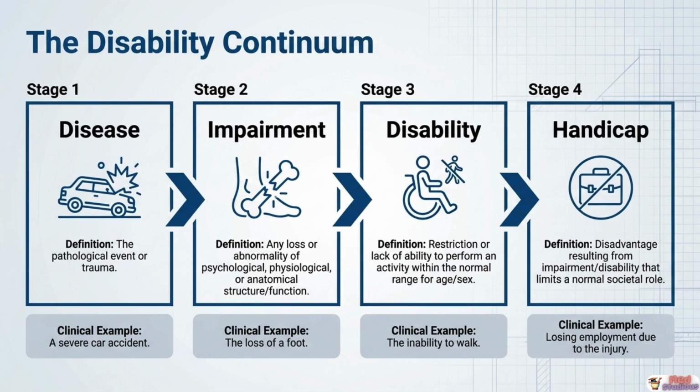Stage 4 is handicap, the social and economic disadvantage experienced by an individual as a result of impairment or disability that limits or prevents fulfillment of a normal societal role. The clinical example is losing employment because the patient can no longer perform their job duties. This progression from disease to handicap is the target of tertiary prevention.